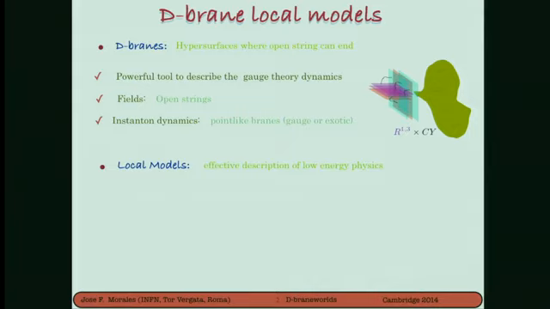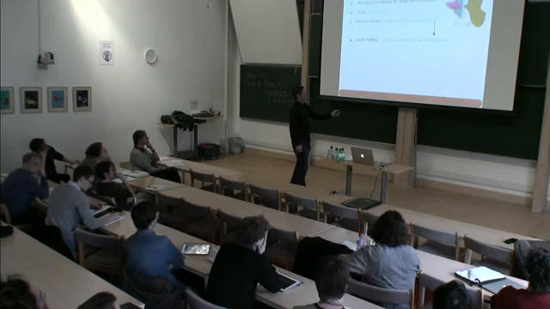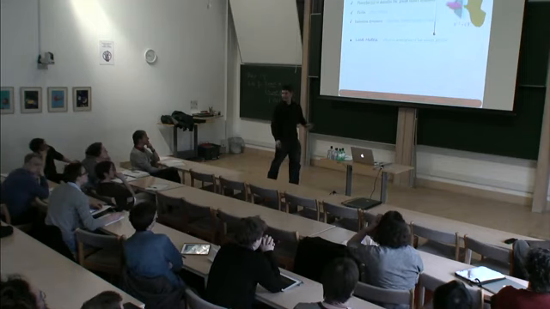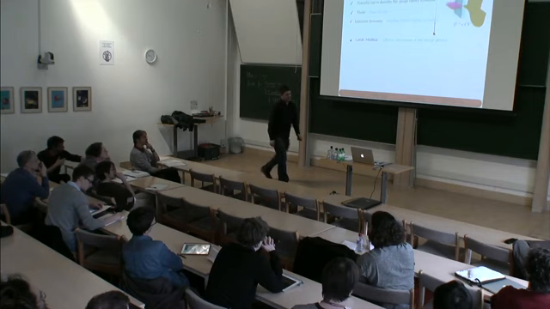You can imagine that we live at some corner of some Calabi-Yau compactification. This is the brane stack where our gauge theory lives, and we are interested in the physics in the neighborhood of this singularity.